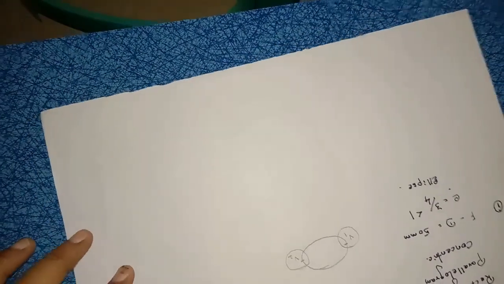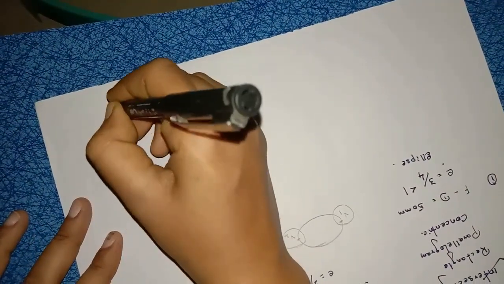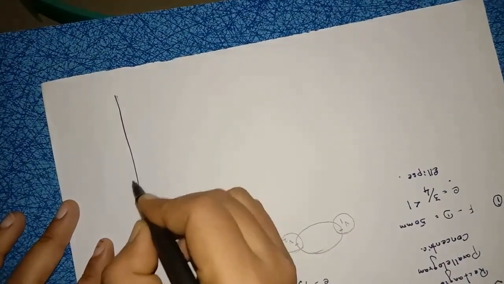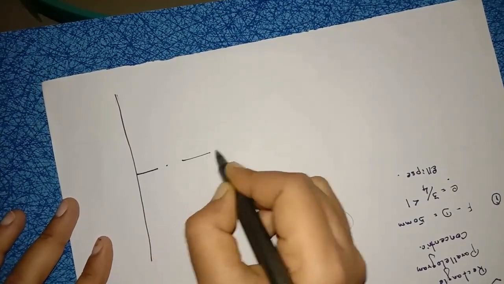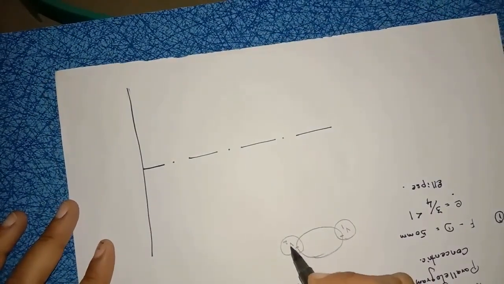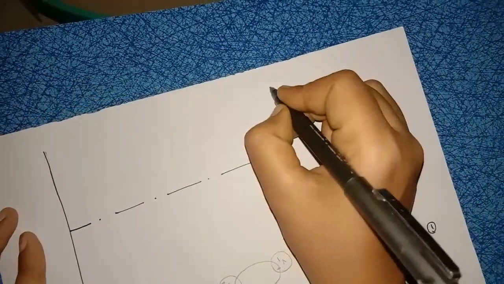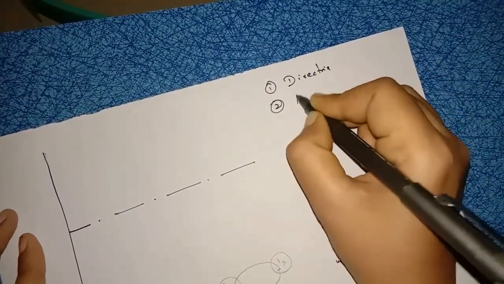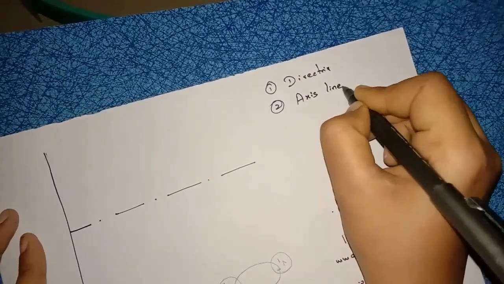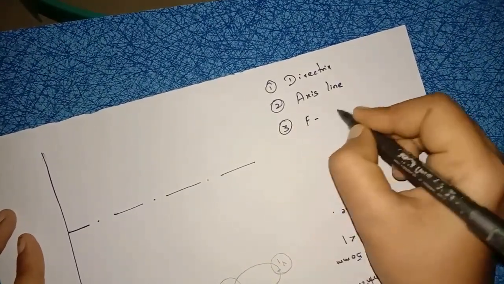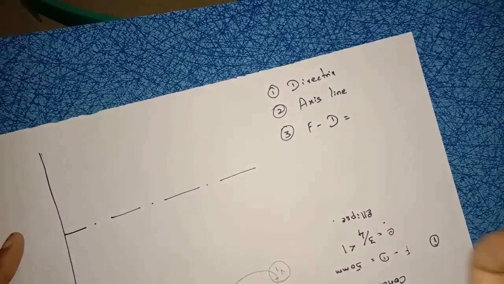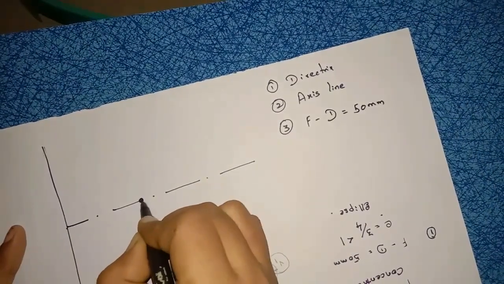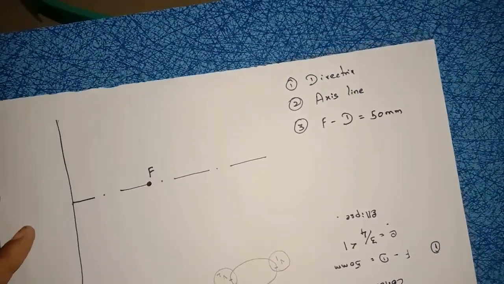See, in order to draw the eccentricity method, first we draw a directrix line of any length. After drawing the directrix line, from the midpoint we draw the axis line of any length, right? After that, the first step is the directrix line, and the second step is the axis line. Coming to the third step, the distance between focus and directrix, 50, 60, 70, whatever it is. So 50 mm means from here to here you have to mark 50 mm distance, F point, right?